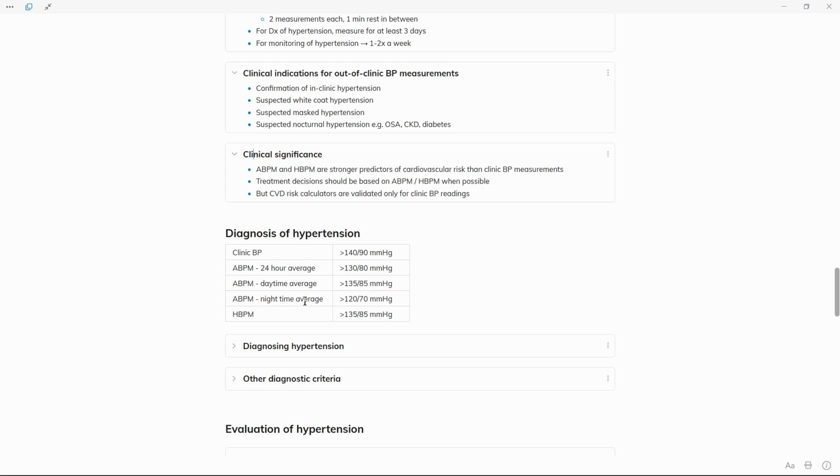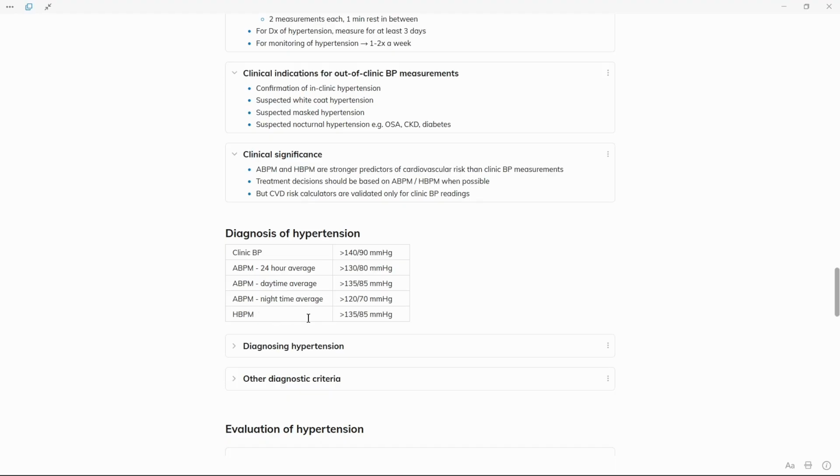The reason why the threshold for the nighttime criteria is lower is because when you're sleeping, there should be a physiological drop in your blood pressure. We call that a dipping response in blood pressure. That's normal and that should happen. If a patient doesn't have that physiological drop in blood pressure of about 10% or so, they're called a non-dipper. And non-dippers are at high risk of cardiovascular disease.